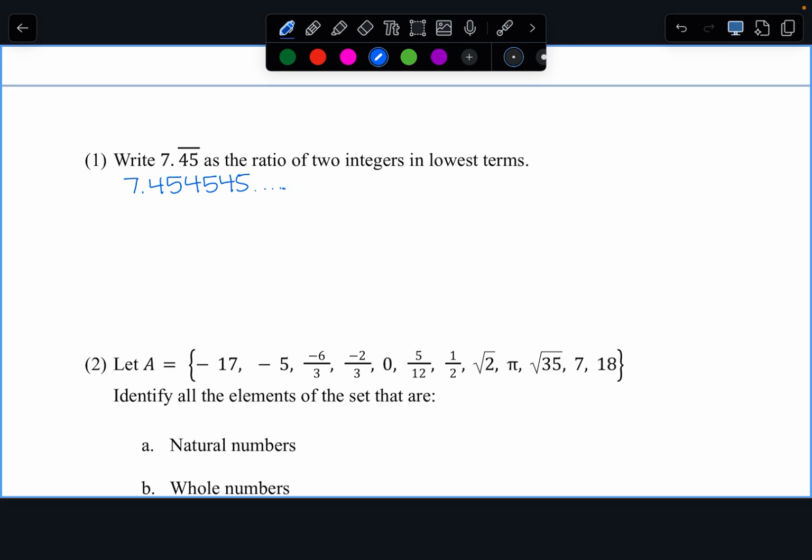So when we're trying to solve something like this, that's equal to 100 times some number.